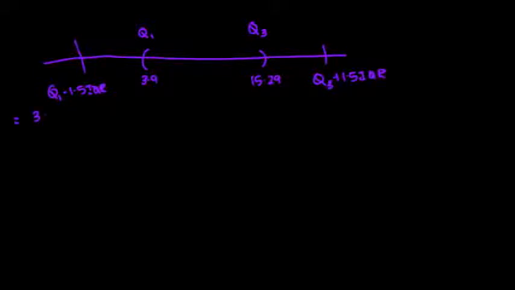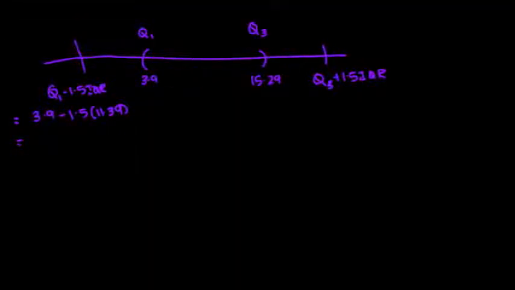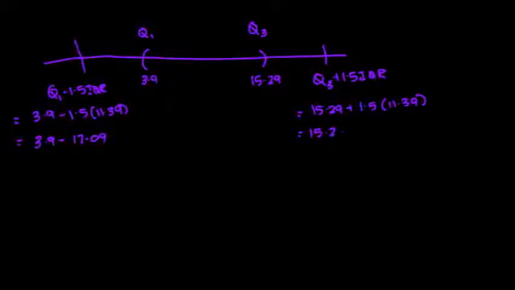So I know Q1 is 3.9 and IQR is 11.39. 1.5 times 11.39 is possibly around 17.085, and I'm going to write it as 17.09. So we have 3.9 minus 17.09, and on this side it is Q3, which is 15.29 plus 1.5 times 11.39, which is 15.29 plus 17.09, which is, I believe, 32.38.